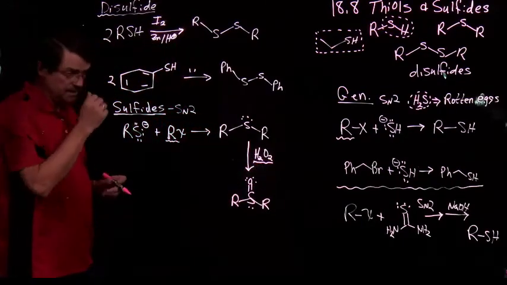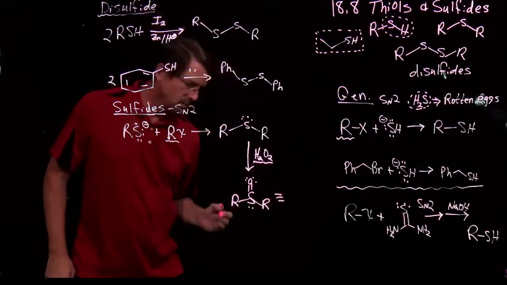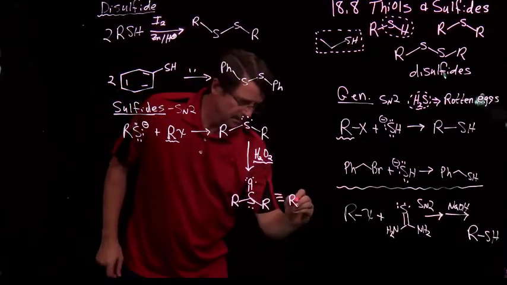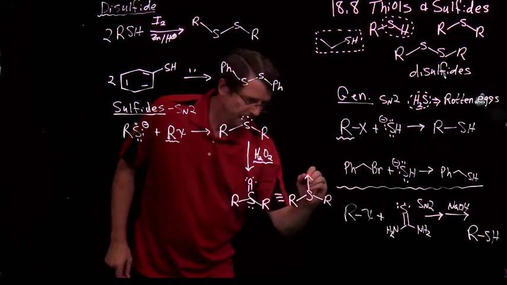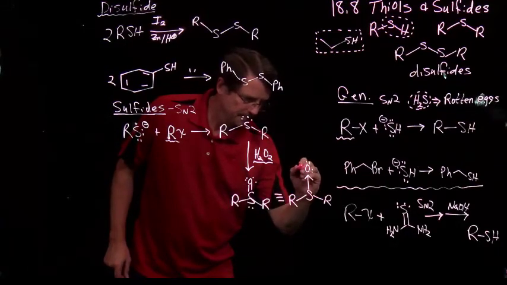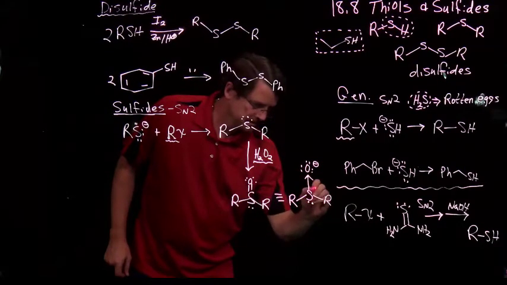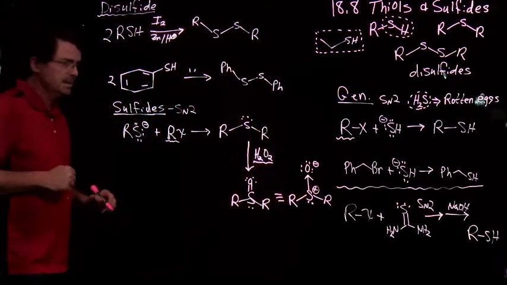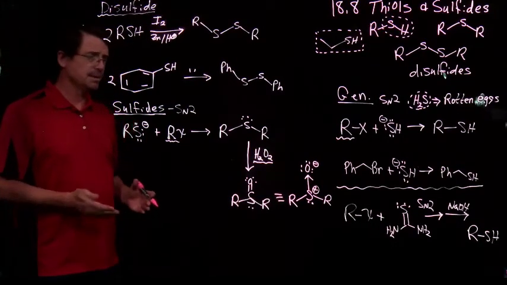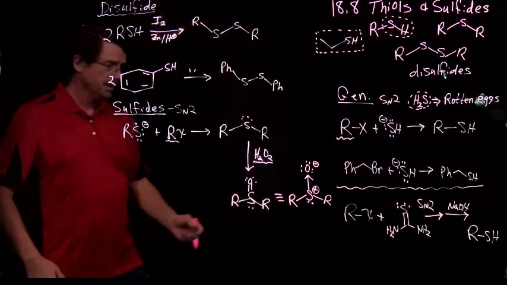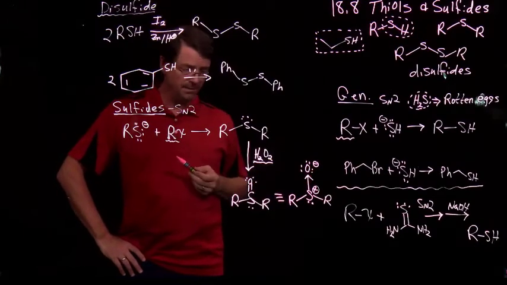So you'll typically see that drawn with the double bond, but this is the equivalent of this sort of dative bond representation. And then we don't use dative bonds very much, but this is one place where it's very useful, because the sulfur is very positive and the oxygen is very negative here.